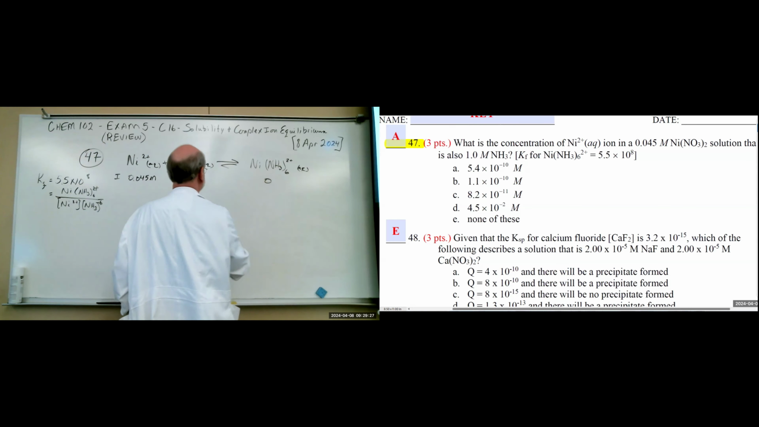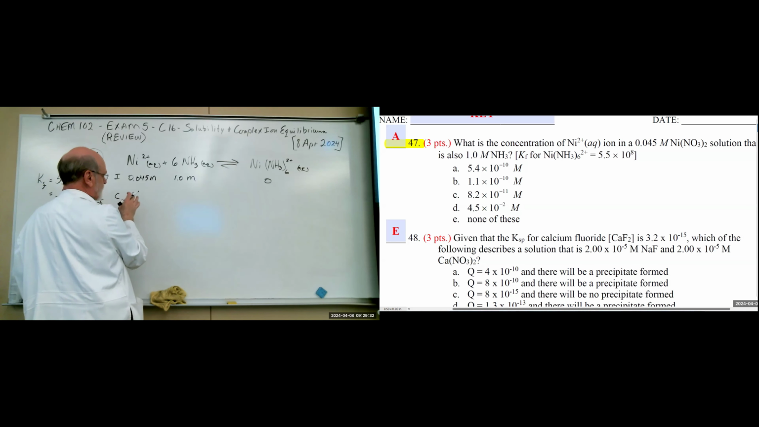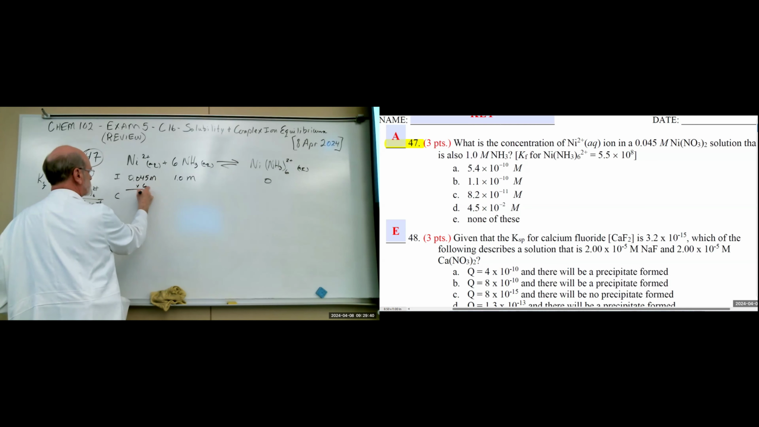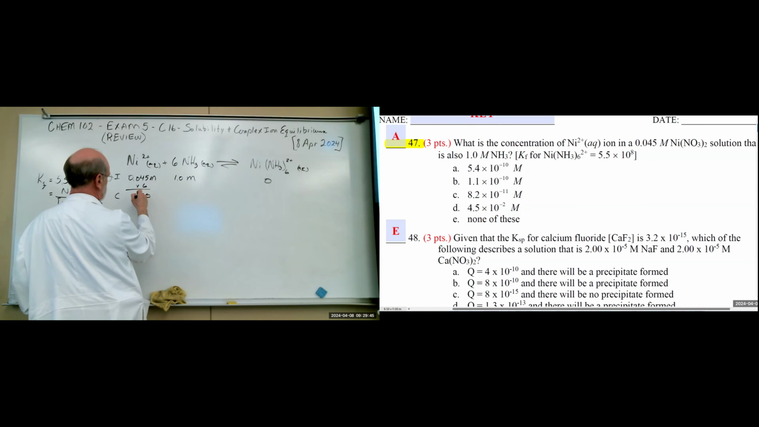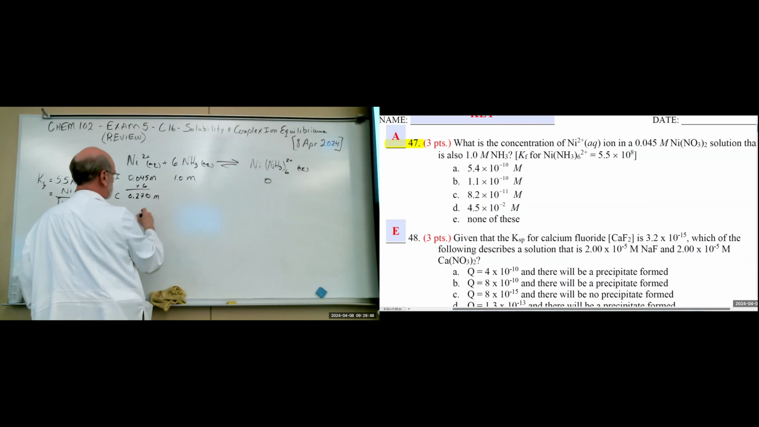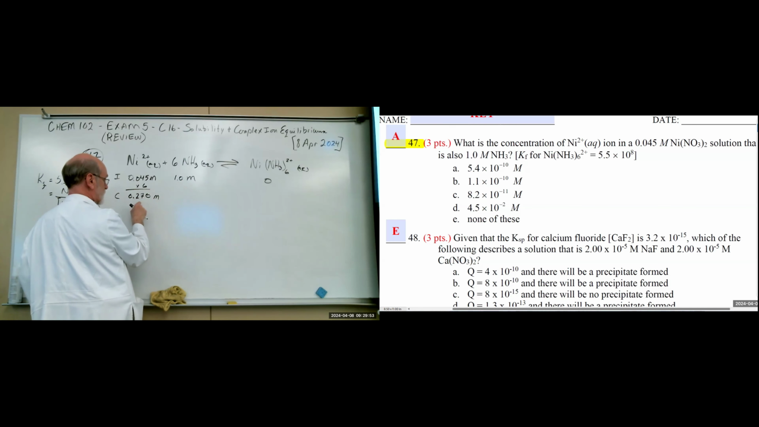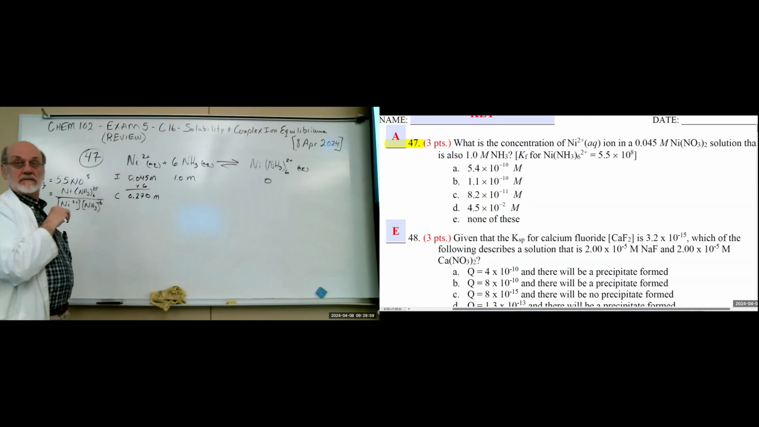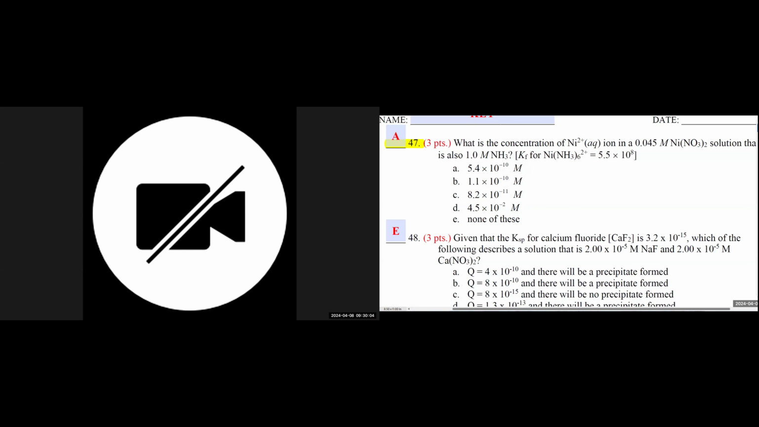And this would be 0. So what kind of change are you going to see? Well, all of this nickel is going to be consumed because what's 6 times 0.045? 6 and 3, 24, 27, and 2, right? You're going to need this much ammonia, 0.27 molar ammonia, to complex all of that, right? So that means we're going to use all of this up.